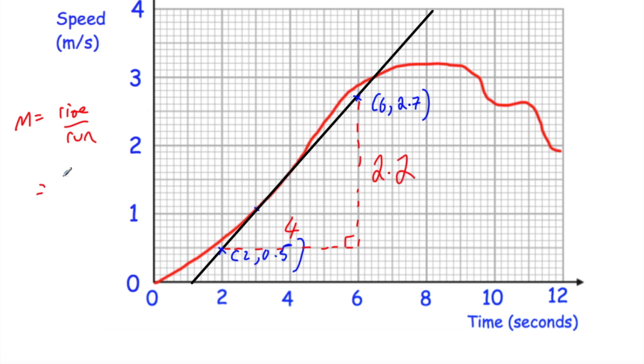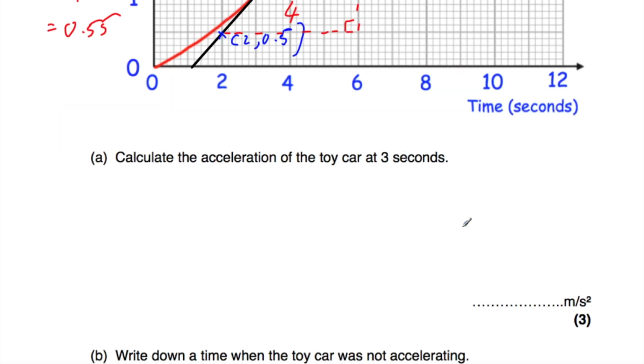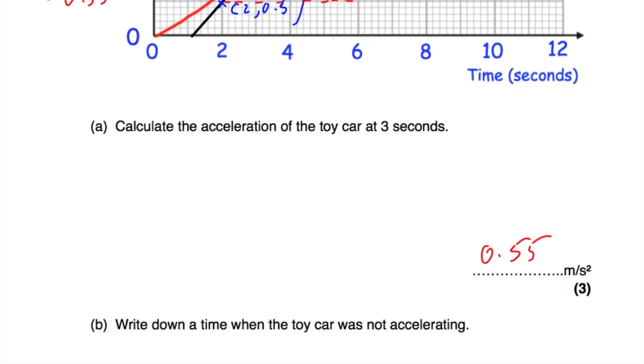Now the gradient would be the rise, which is 2.2, divided by the run, which is 4. And when we do 2.2 divided by 4, the answer is 0.55. So that means the gradient of this tangent is 0.55. And what that means is the acceleration of this toy car at 3 seconds would be 0.55 meters per second squared. And that's it. Okay, next, part B.